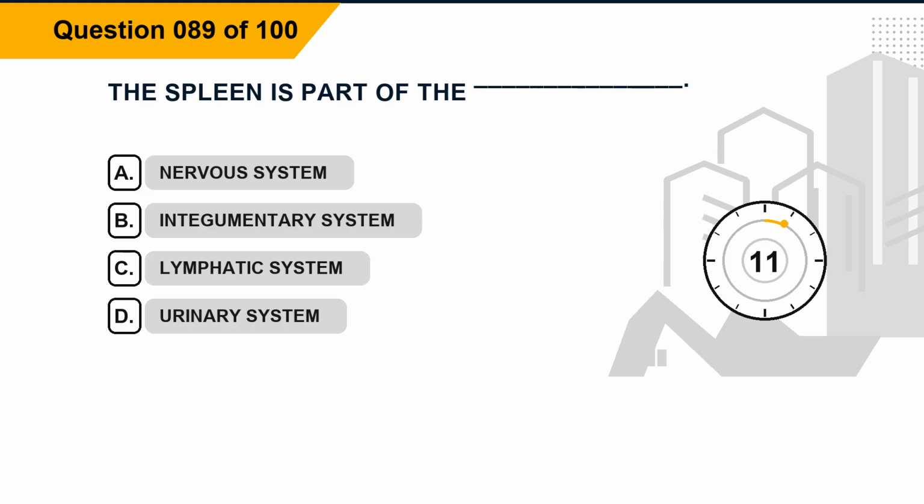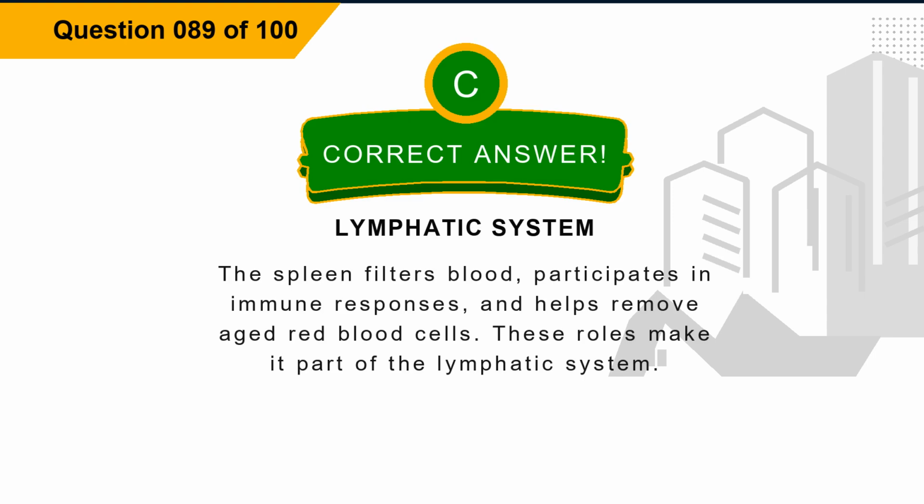Question 89. The spleen is part of the blank. Option A, nervous system. Option B, integumentary system. Option C, lymphatic system. Option D, urinary system. The correct answer is option C, lymphatic system.